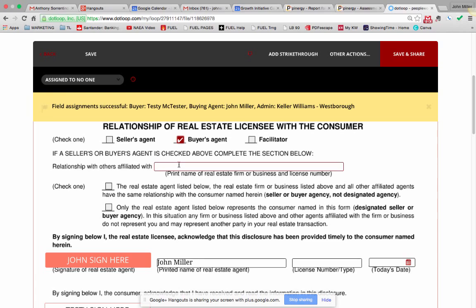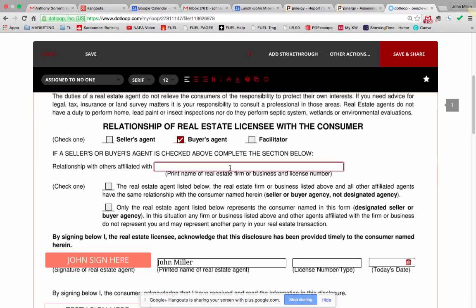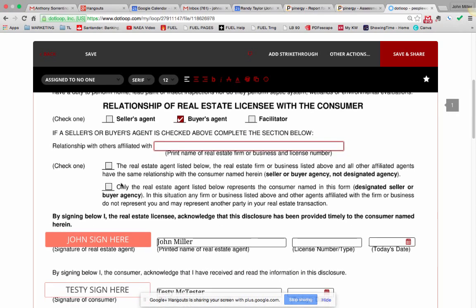You print in here, you type in Keller Williams Realty Westboro. And the license number, I don't know it off the top of my head, so we'd have to get the license number for Keller Williams Realty Westboro. And you would check off this box here, which states that only the real estate agent listed below, which is going to be your name here, represents the consumer named in this form.